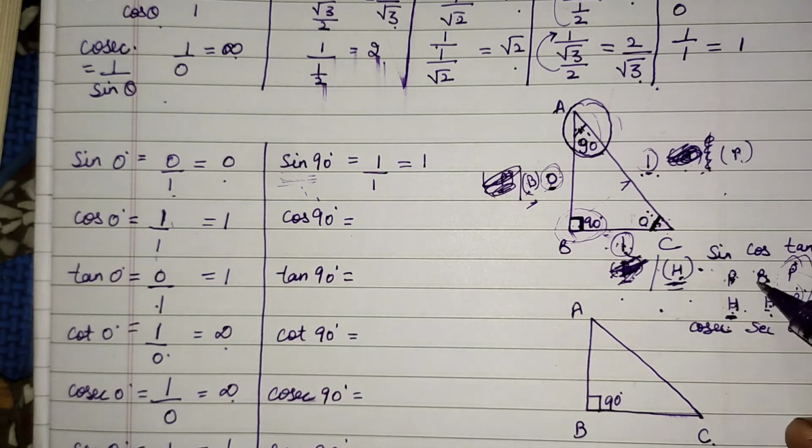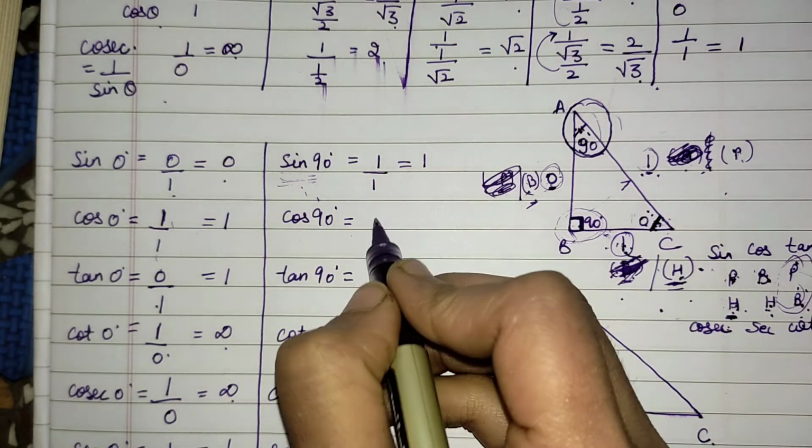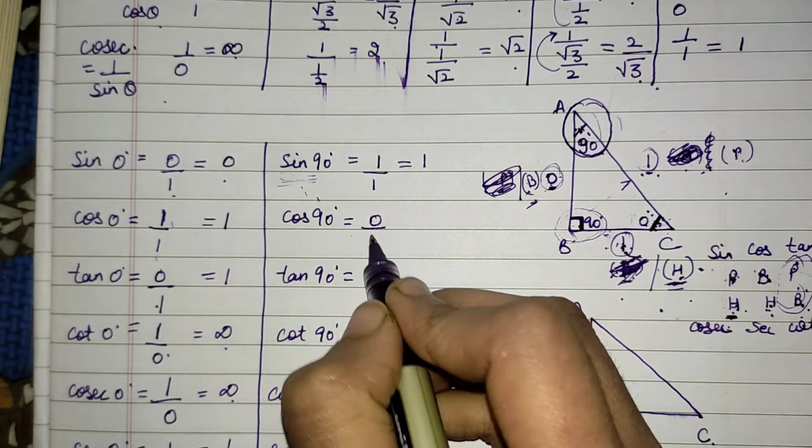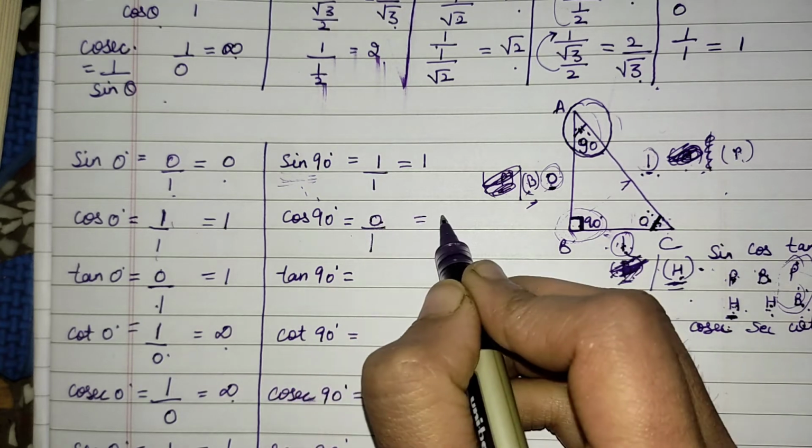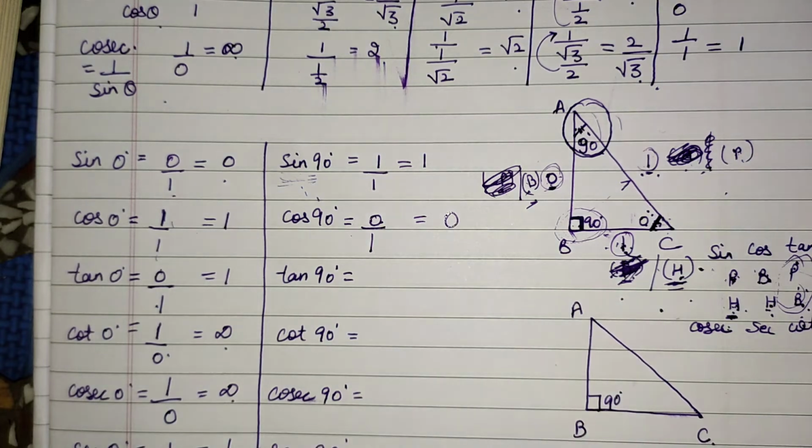Cos 90. Cos 90 is base by hypotenuse. Base is my 0 and hypotenuse is my 1. So 0 by 1 will be equal to 0.